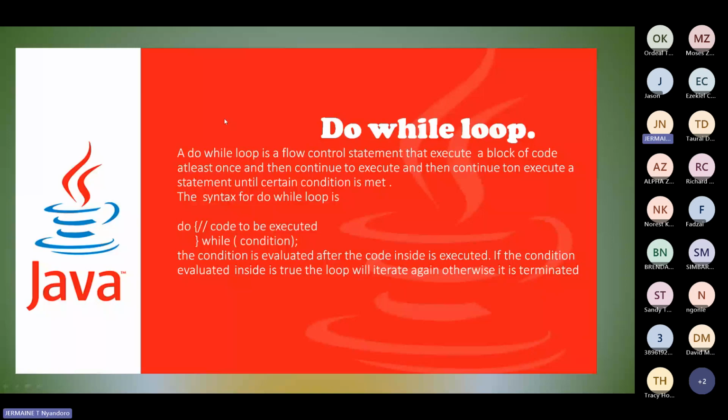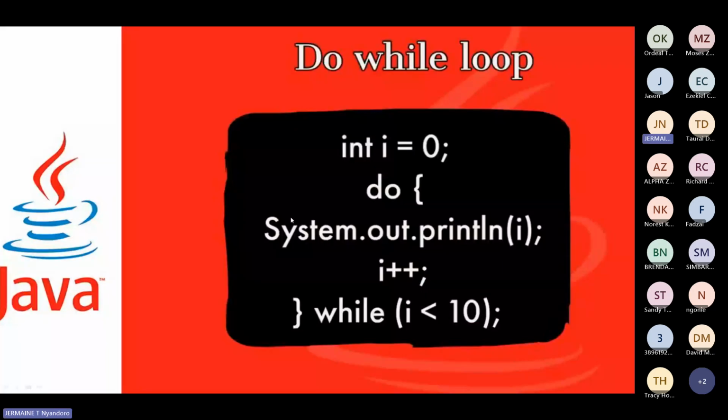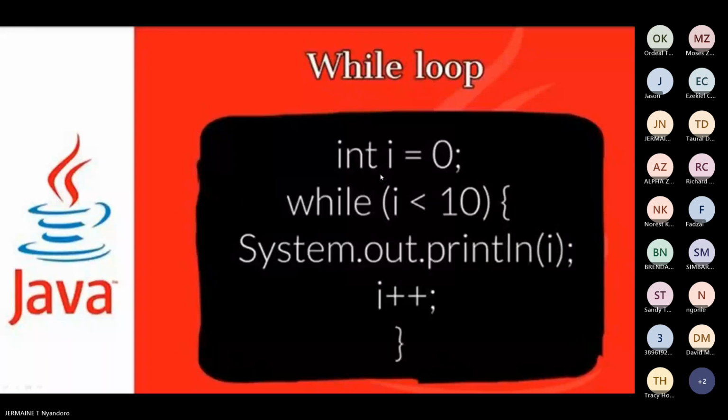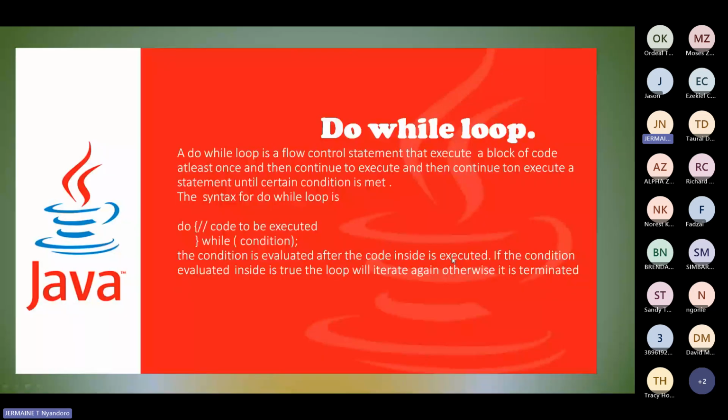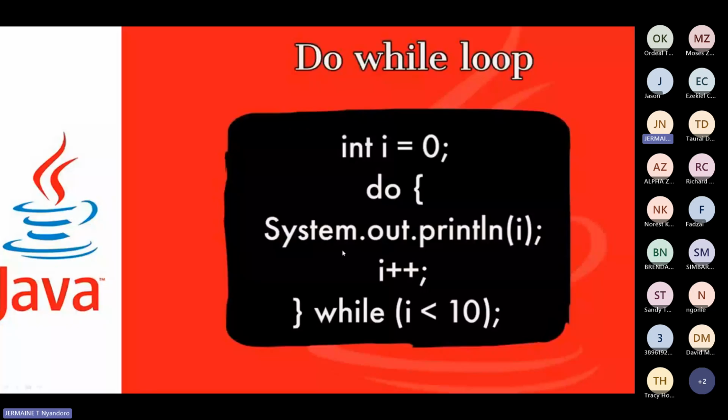So let's say int i is equal to 0, do, and then while, and this one is the condition which should be evaluated. If the condition evaluated after the code inside is executed is true, the loop will iterate again, otherwise it will be terminated. So I'm trying to explain this simple code.